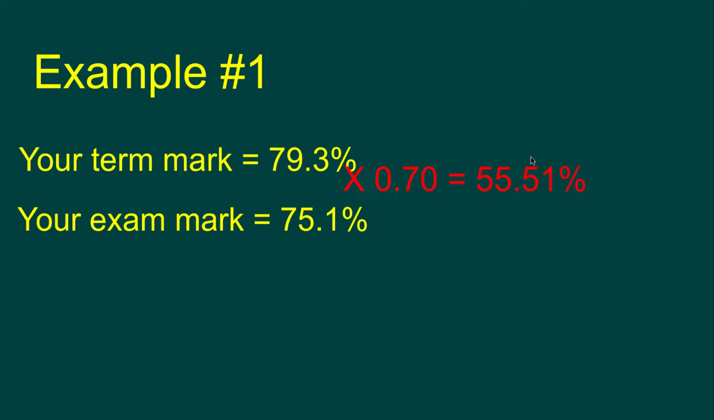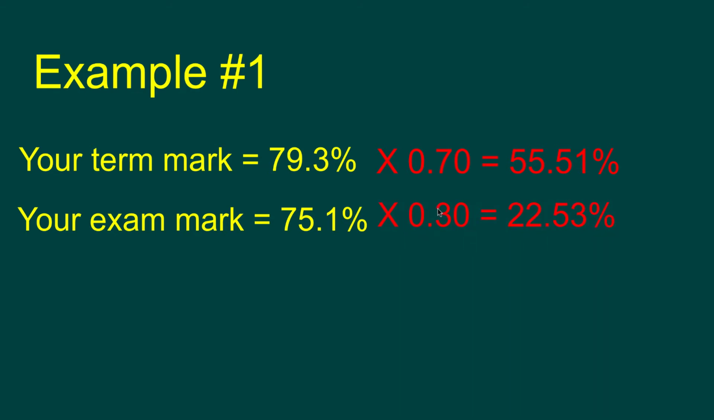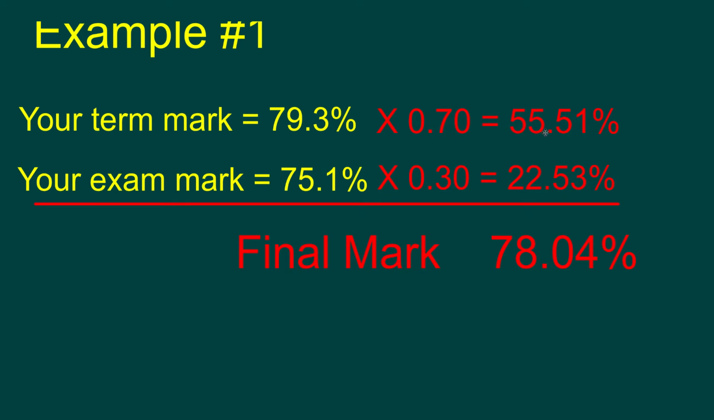So the calculation is, you take your term mark, you multiply it by 0.7 because that is equivalent to 70%. That will give you 55.51. So that is their mark overall in the course before adding in the exam. They got a 75.1% on the exam. So take that multiplied by 0.3 because that's equivalent to 30%, giving you 22.53. Then we add those two together, so 55.51, there's your term, 22.53 is your exam.